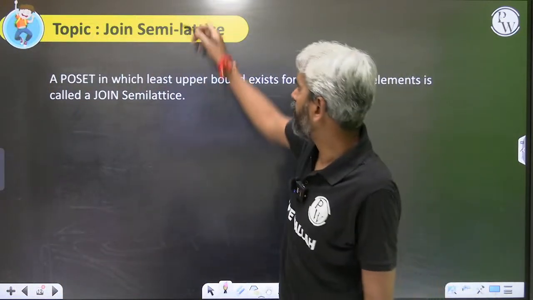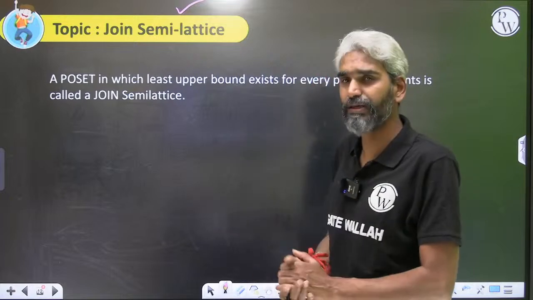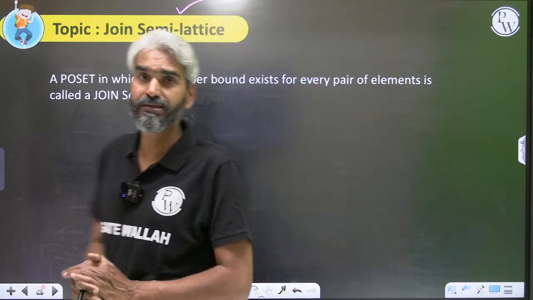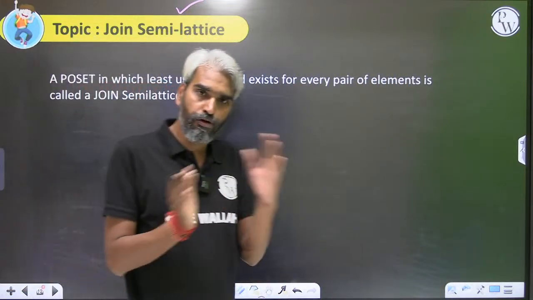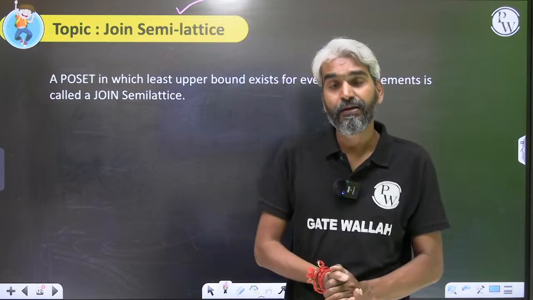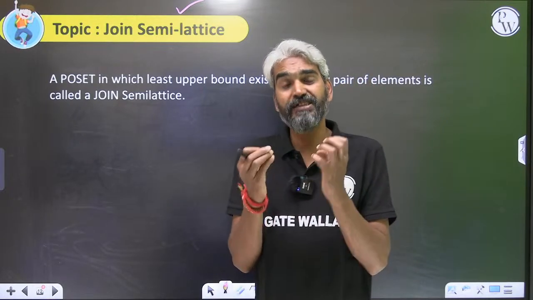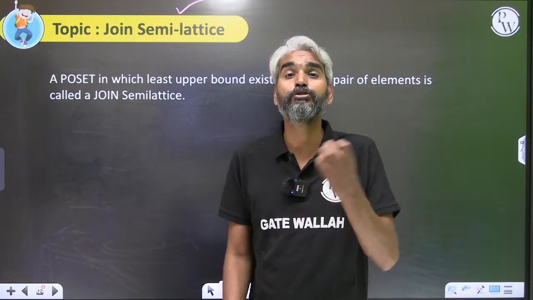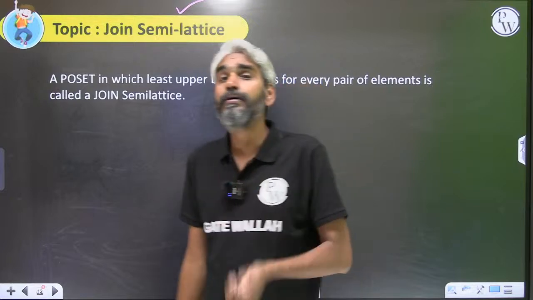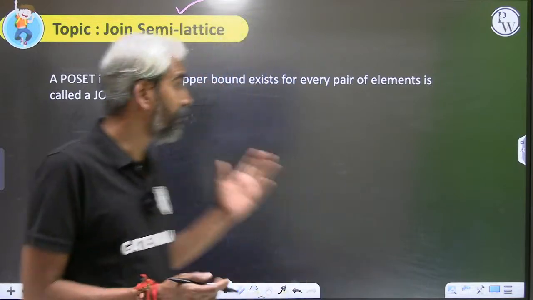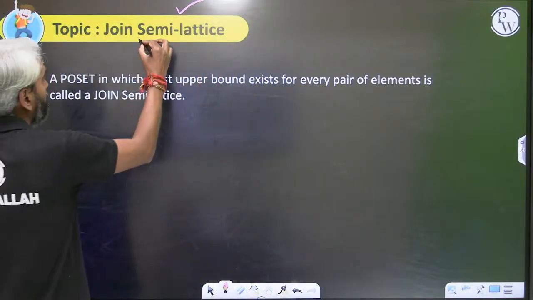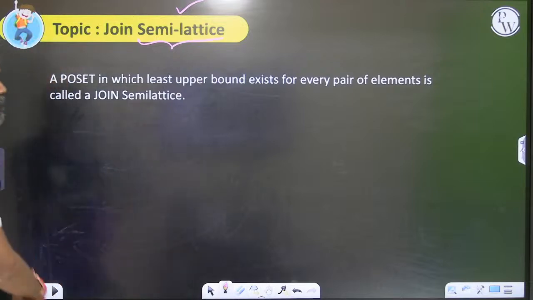So now the next definition. So this is today's topic. We are going to introduce the concept of lattice. But before we jump to the concept of lattice, we first need to understand two special types of semi-lattices which are known as join semi-lattice and meet semi-lattice. So these are two semi-lattices, not sublattice, semi-lattice. We need to discuss two different types of semi-lattice.